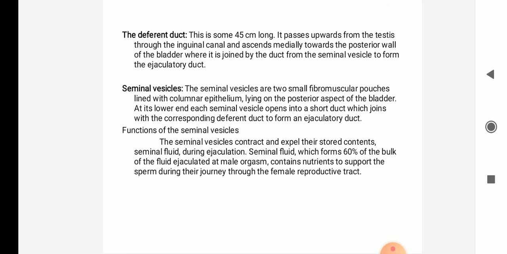Functions of the seminal vesicles. The seminal vesicles contract and expel their stored contents, seminal fluid, during ejaculation. Seminal fluid, which forms 60% of the bulk of the fluid ejaculated in the male, contains nutrients to support the sperm during their journey through the female reproductive tract.